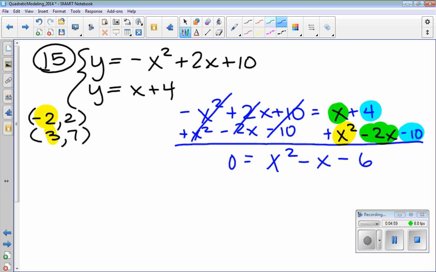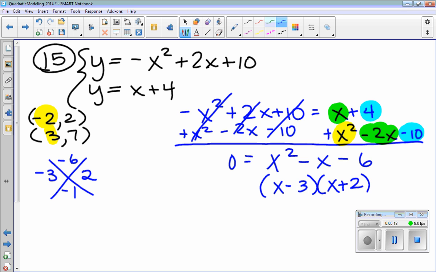Remember I changed the signs? So I know that if they multiply to be -6 and add to be -1, I'm going to have -3 and +2. Notice how those are just the opposite signs. That will always happen. Nice. So I'm going to factor (x - 3)(x + 2). I'm going to set each of those factors equal to 0 and solve.